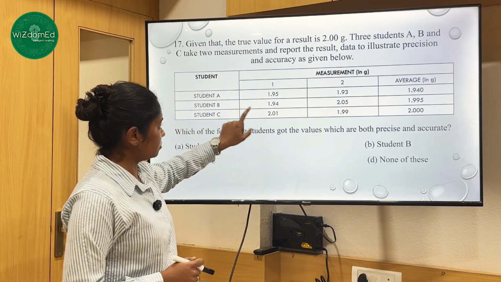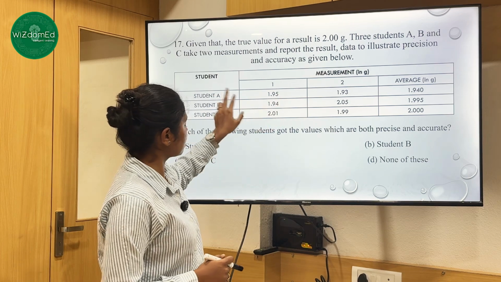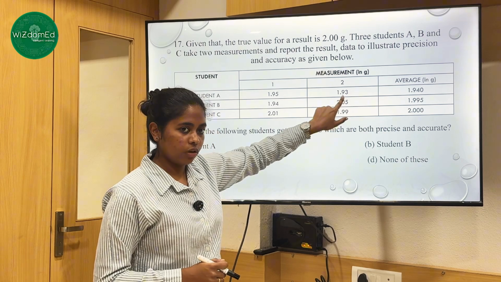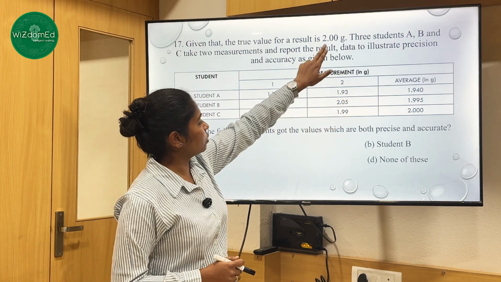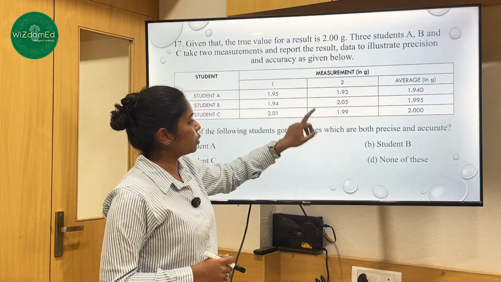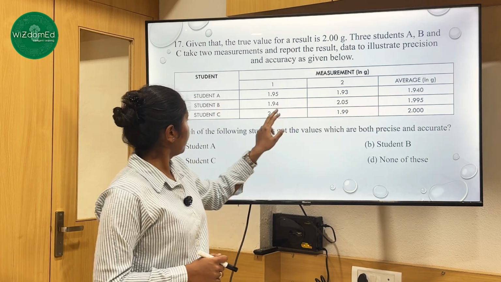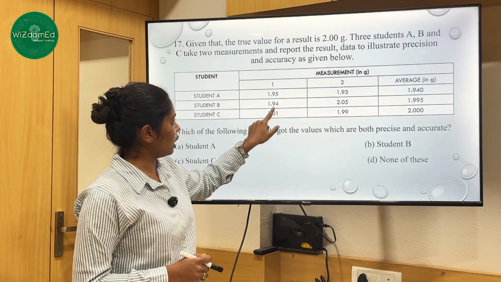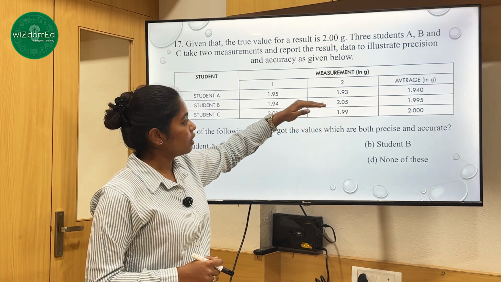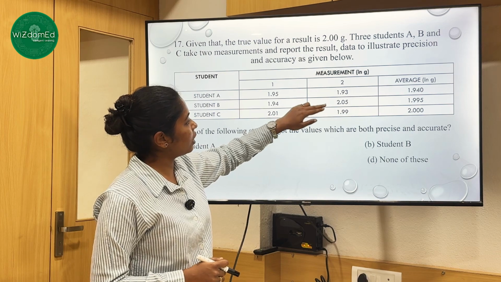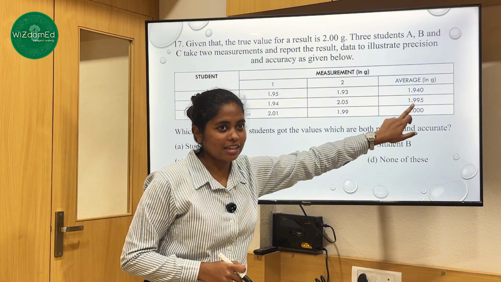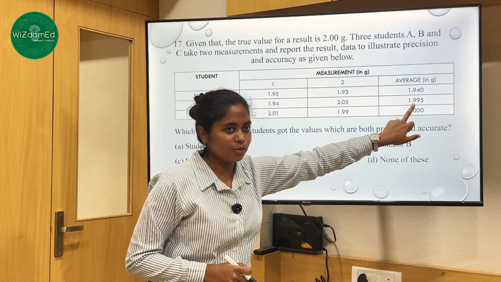As we can see in option A, which is student A, 1.95 and 1.93 are very far away from the true value and the average value is also very far from the true value. So he is not going to be precise as well as accurate. When you look into student B, he has values 1.94 and 2.05. Again, these values are not precise and are far from the true value, and 1.95 as the average is still very far.